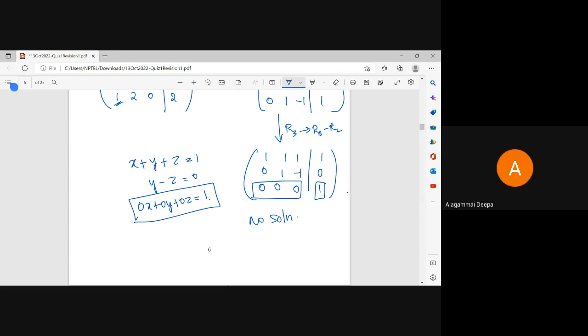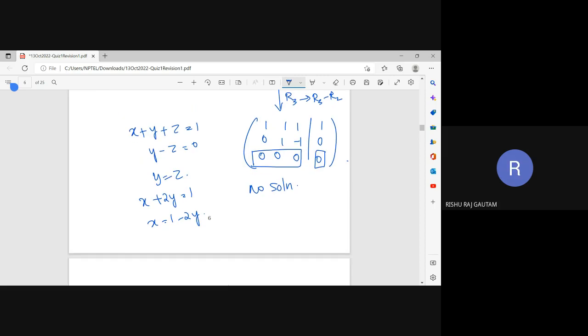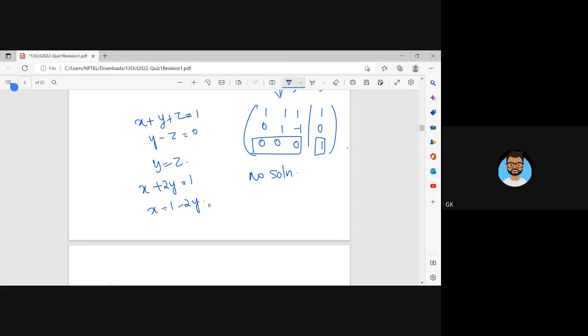Not a unique solution, but infinitely many solutions. Suppose this was 0. My system will be this, right? Then infinitely many solutions. Now it's easy to solve. You have a triangular system. So you'll get x plus 2y is equal to 1, so x is equal to 1 minus 2y. How many solutions does this system have? Infinitely many solutions, because one of the variables is independent, free to be chosen.